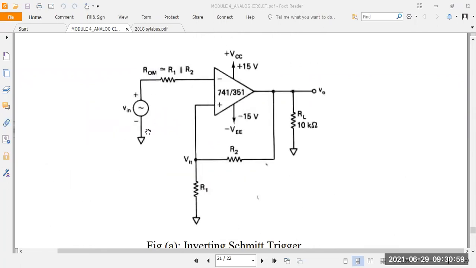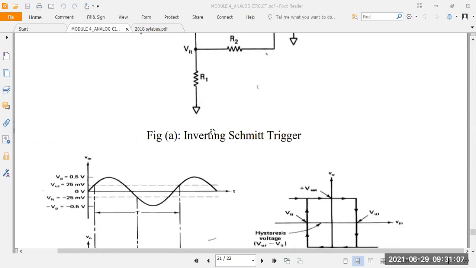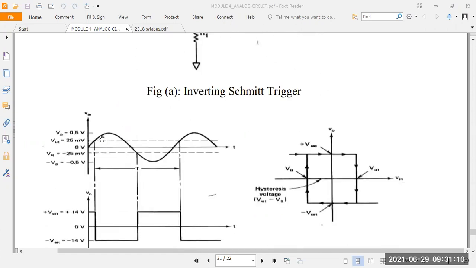So the input voltage, what they have given here? 0.5 volt. 0.5 is the small signal. This small signal is applied to the inverting input of the op-amp. So 0.5 is the positive peak and minus 0.5 is the negative peak here. This is the complete input and reference voltage details.